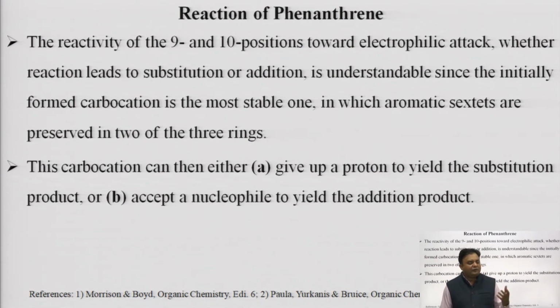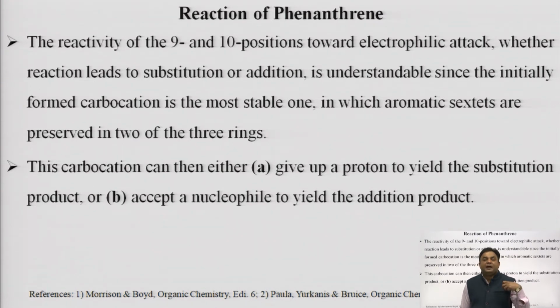So the reactivity of 9 and 10 position toward electrophilic attack, whether reaction leads to the substitution or addition, is understandable, since the initially formed carbocation is the most stable one, in which aromatic sextets are preserved in 2 rings out of 3. Okay, so again we know that the stability of carbocation can be checked on the basis of certain parameters. First of all, we see whether it is tertiary carbocation or secondary or primary. All of you know that tertiary carbocation is more stable than secondary, than primary. If all the resonating structures formed in the electrophilic substitution reaction are the same, meaning all have tertiary or secondary carbocation, then we check another parameter: out of 3 rings of the phenanthrene, how many rings have aromatic structure intact.